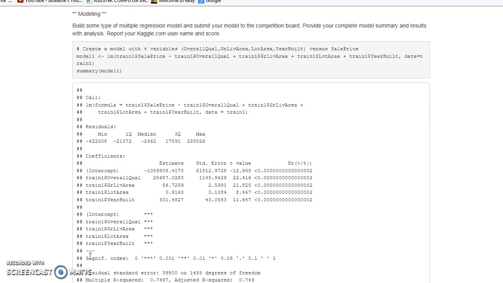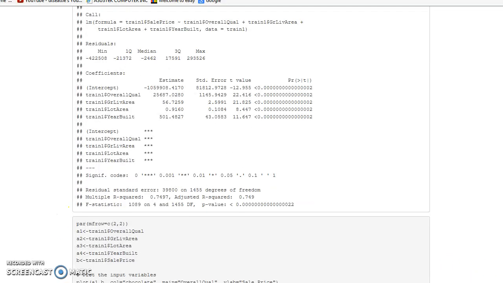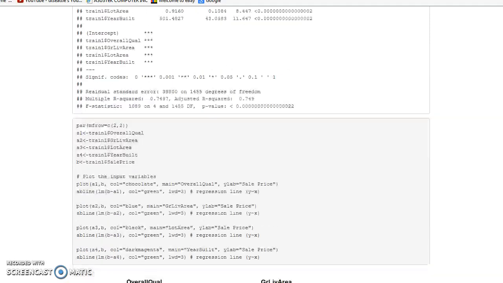The first thing I did was create a model with 4 variables: overall quality, greater living area, lot area, and year built versus the sales price. I set that into model 1. Looking at the summary, we can see that the p-value is very low, less than 0.05, so that looks significant. Also, the adjusted R-squared is 0.749, which looks reasonable.